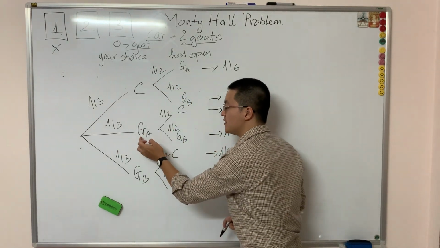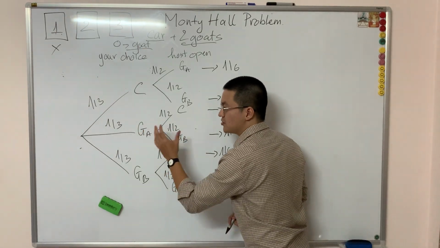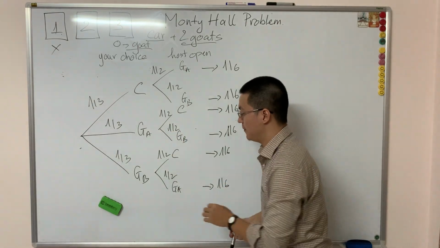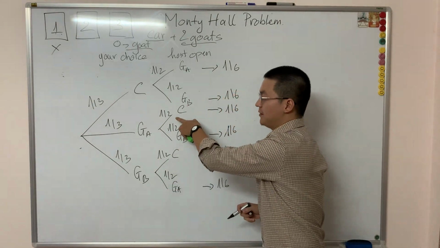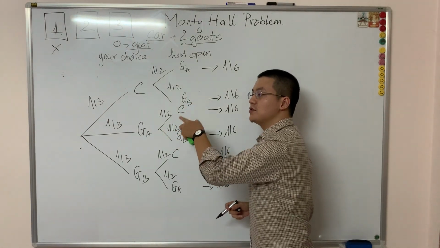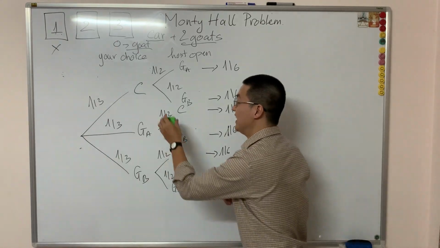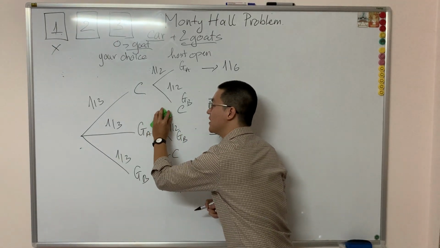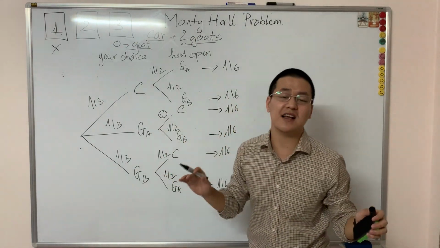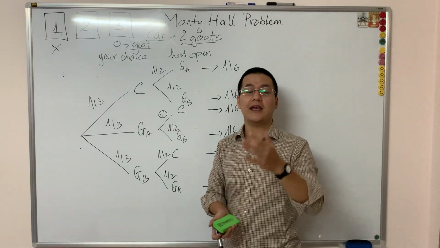However, for this case and this case, because the host always knows which door has the car, the probability that the host opens the door with the car is zero. Yes, it is zero, because the host never opens the door with the car, since this is a game show.